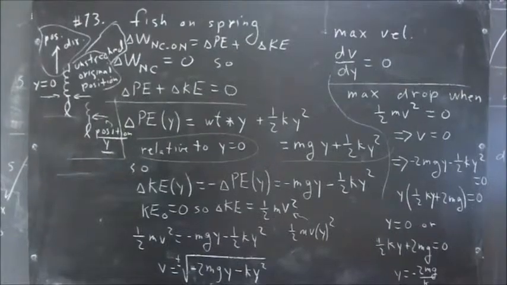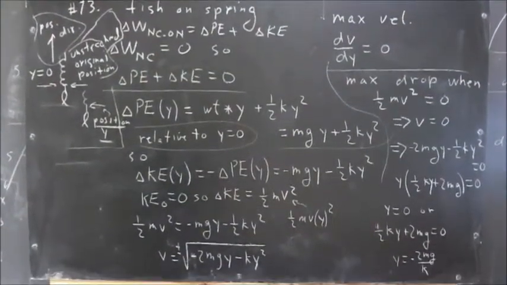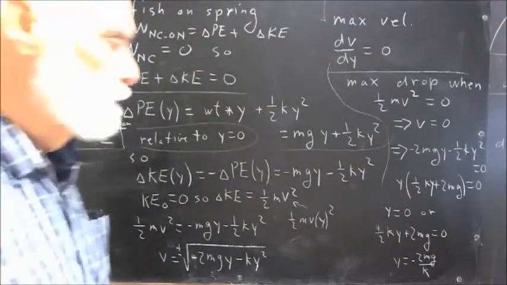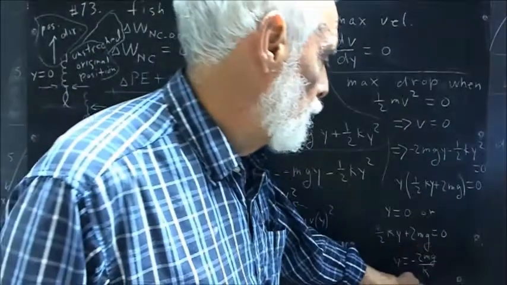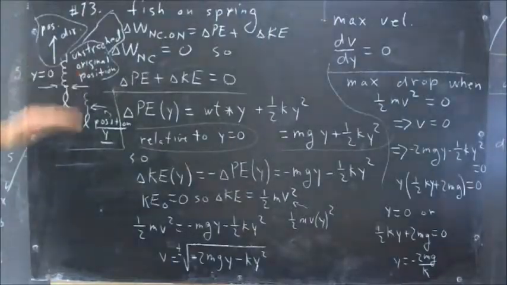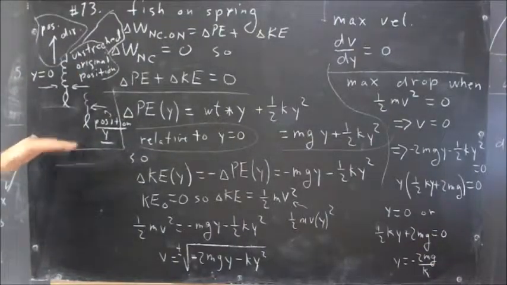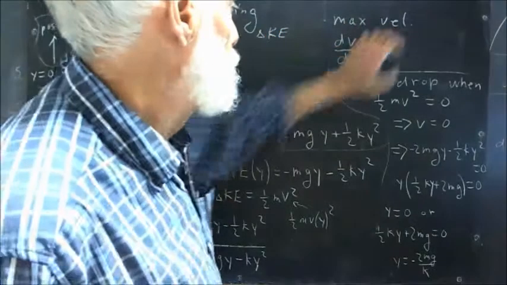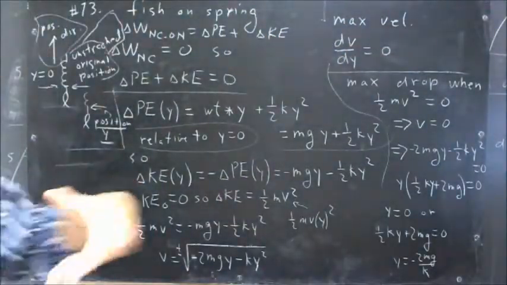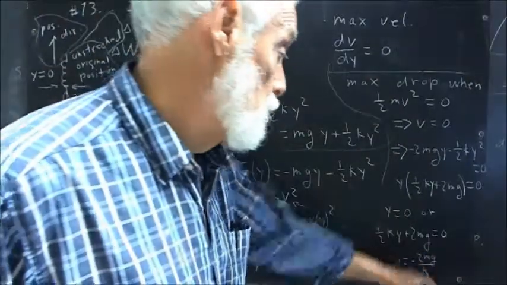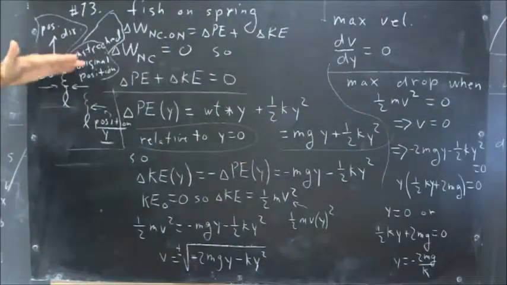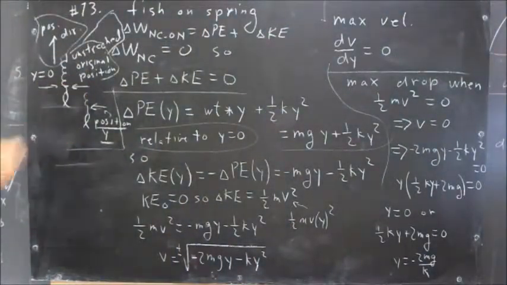Not sure that the camera's gone low enough to see that. So when y equals negative 2mg over k, the fish will come to rest. If you solve this equation, I believe you're going to get y equals negative mg over k. The fish reaches its maximum velocity at the halfway point, although you should work that out and verify that. But I think most people got that in their solution.